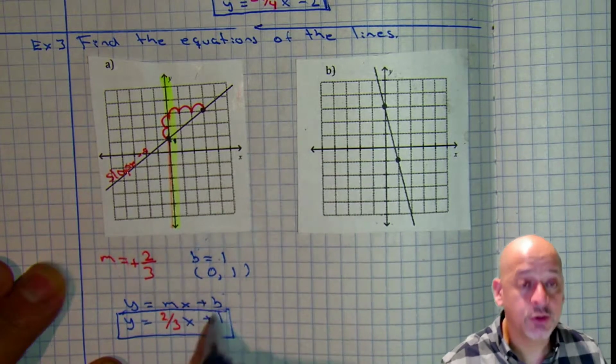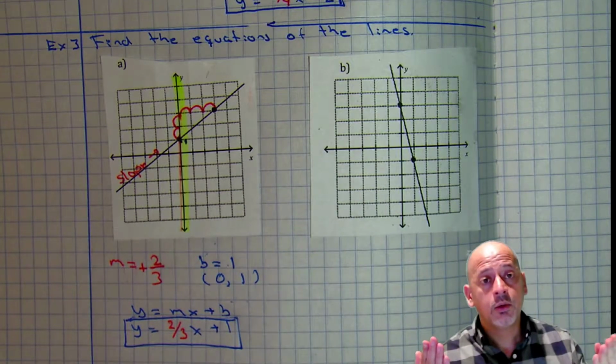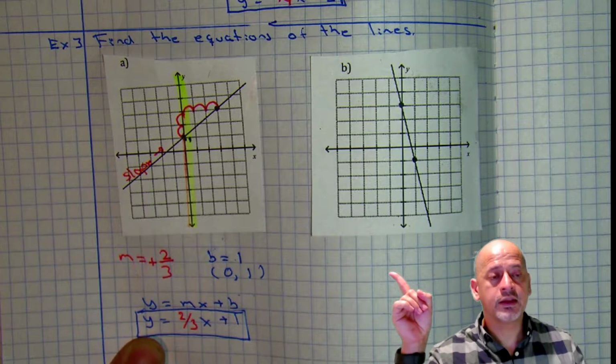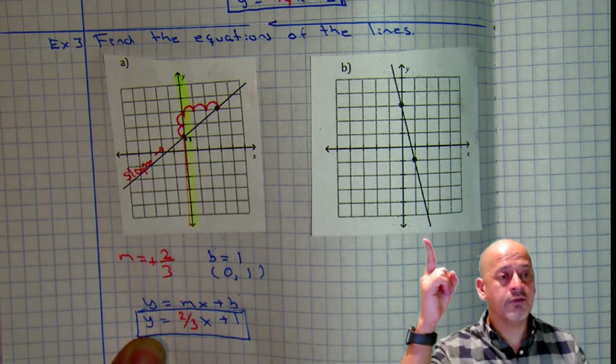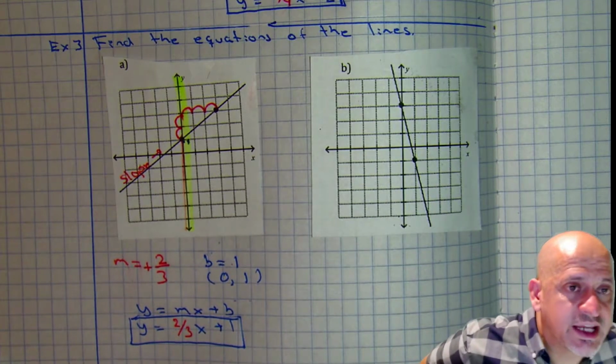Now remember that today we're doing the opposite of what we did before. Previously, we were given the equation and we had to graph it. Now we are given the graph and we need to come up with the equation. So let's do the second one together.